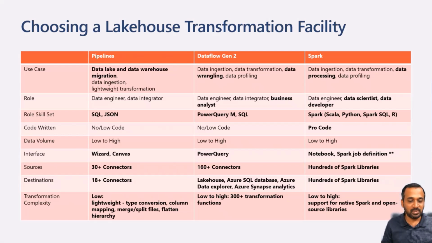Lightweight activity, type conversions, and column mapping, merging split files. This kind of transformation you can do only in the pipelines. But in Dataflow Gen2, you can have multiple transformations. If you're good in Power Query M language, you can also play around with the data here.